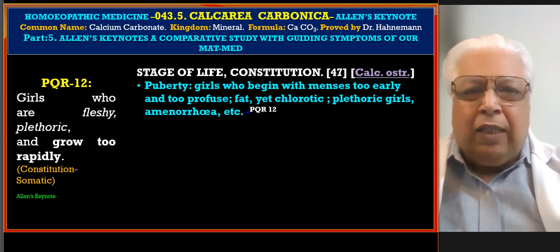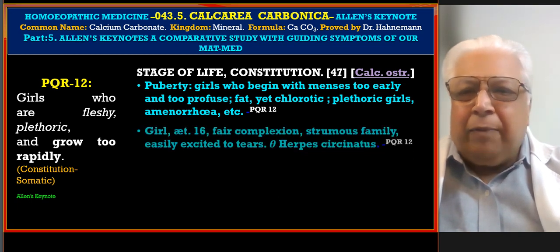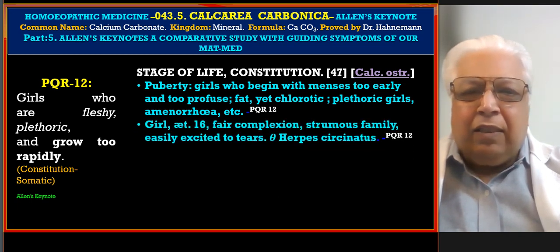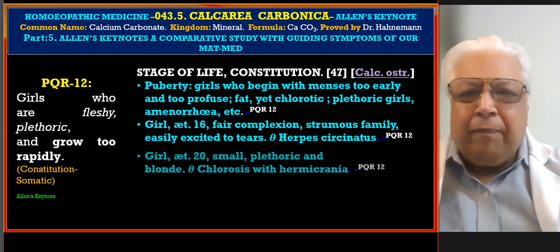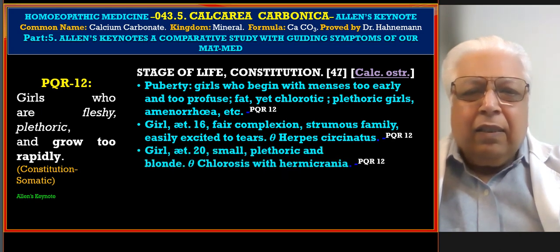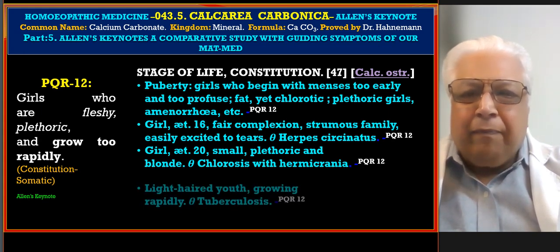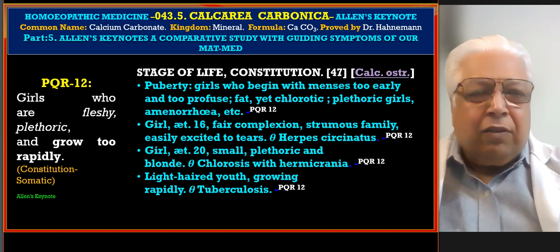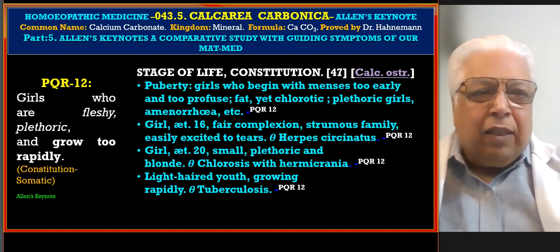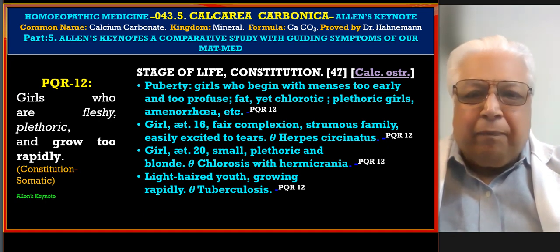Puberty, girl who has begun with the menses too early, too profuse, fat yet chlorotic, plethoric girls and amenorrhea. Girls at 16, fair complexion, strumous family, easily excited to tears. These are certain symptoms which he is reproducing here, which have been used in his clinical practice. And that kind of a constitutional or somatic attributes with the patient came.